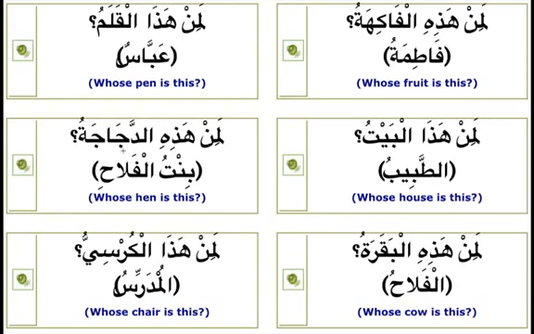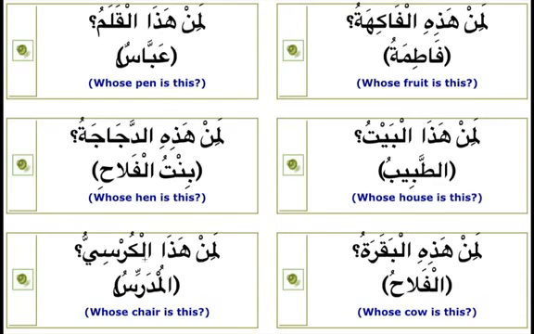Liman hadihi dajajatu. To whom does this chicken or hen belong? We say bintul fallah, so mudaf ilayhi. That is the khabar. So we need to bring the mubtada, inshallah. Hadihi dajajatu. This hen belongs to, so we need to put li. Li binti. Bintu becomes binti. Li bintil fallahi. Fallahi will remain the same. Hadihi dajajatu li bintil fallahi.